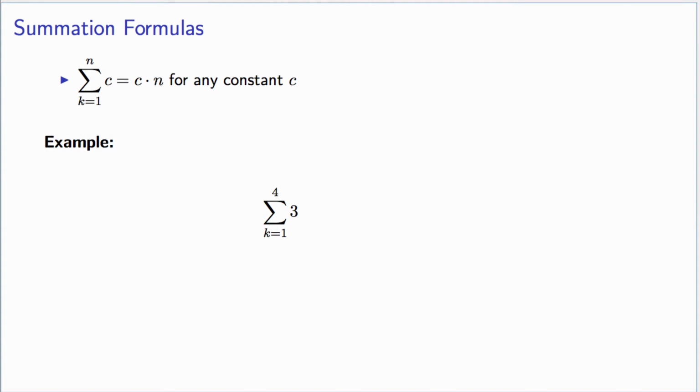So here we have the sum from k equals 1 to 4 of the constant 3. So here our c is equal to 3 and our n is equal to 4. Remember from our sigma notation that this just means 3 plus 3 plus 3 plus 3. So for each k we get the number 3. Adding this up we get 12.